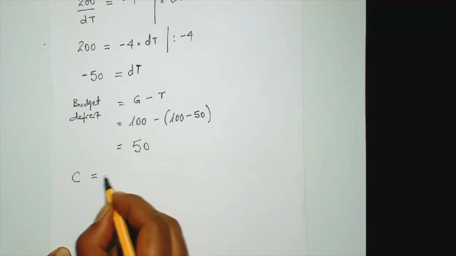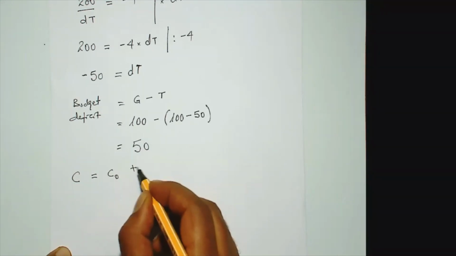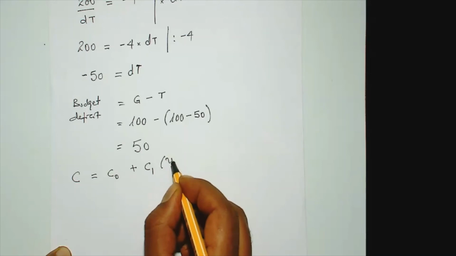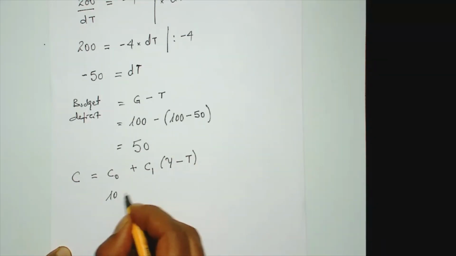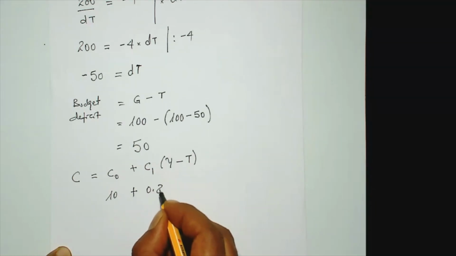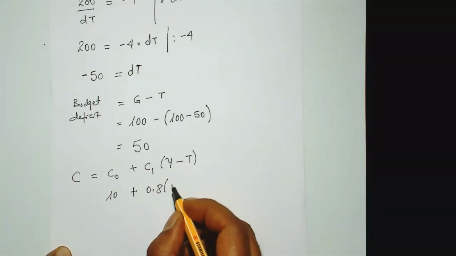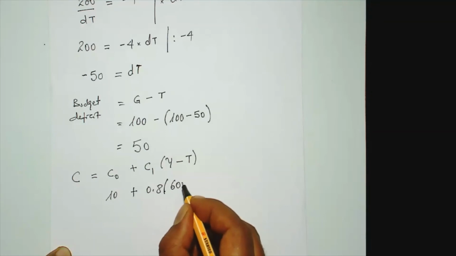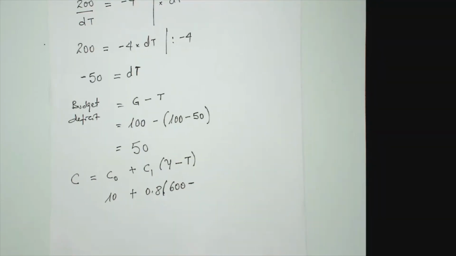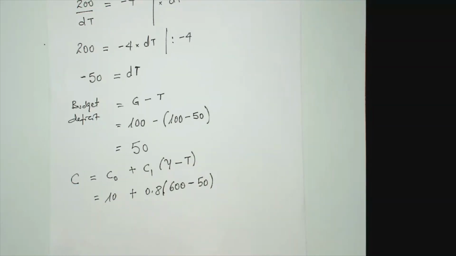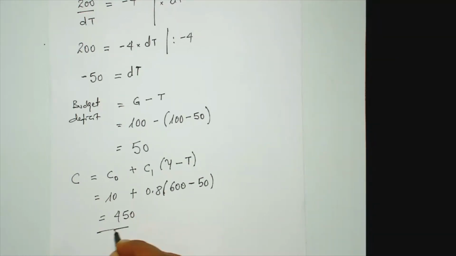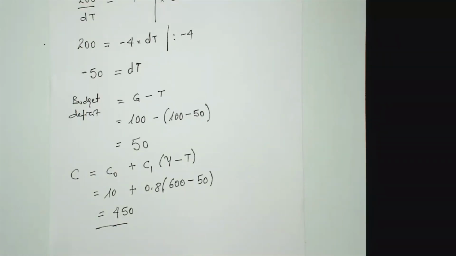Our consumption would be autonomous consumption plus propensity to consume multiplied by disposable income, and this would be multiplied by 600 minus our tax amount, which was 100 previously, but now it decreased to 50. So we would calculate it this way, which would finally give us a consumption amount of 450.